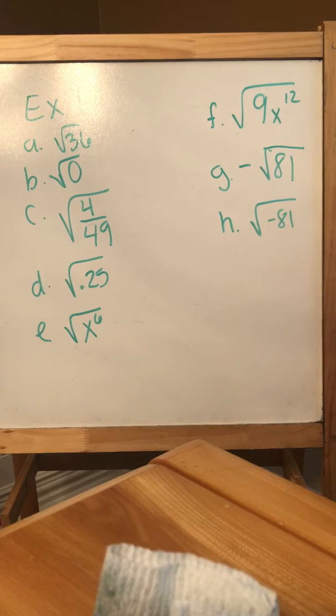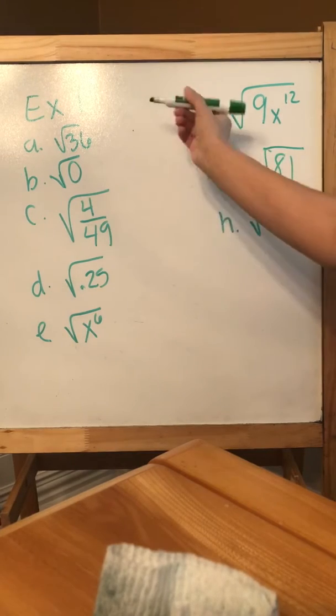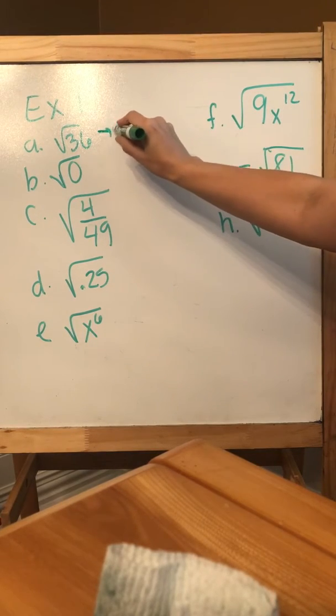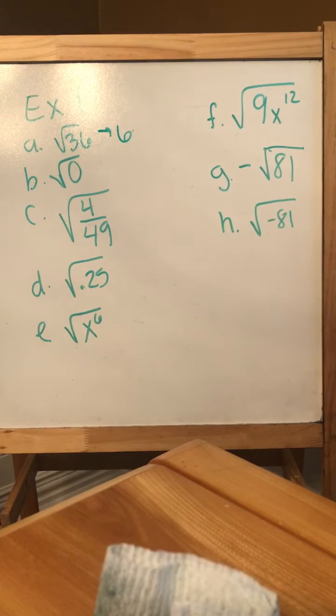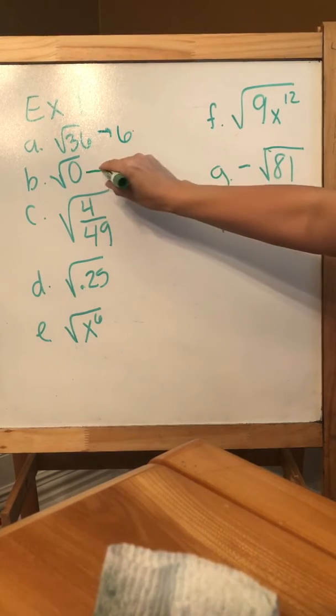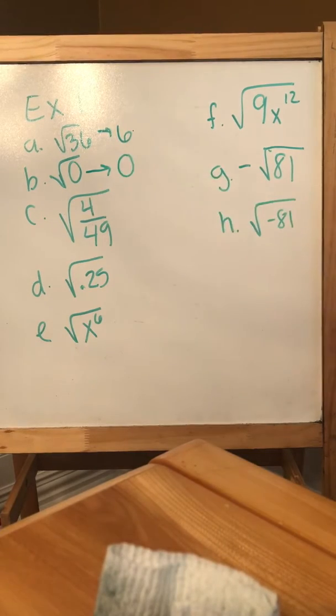So here's example 1. So we have the square root of 36. That one you should be able to do in your head, just 6, right? The square root of 36 is 6 because 6 squared is 36. How about the square root of 0? Just 0.